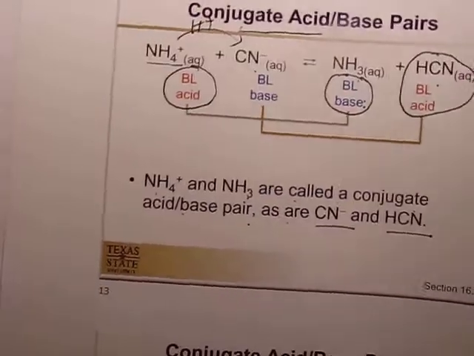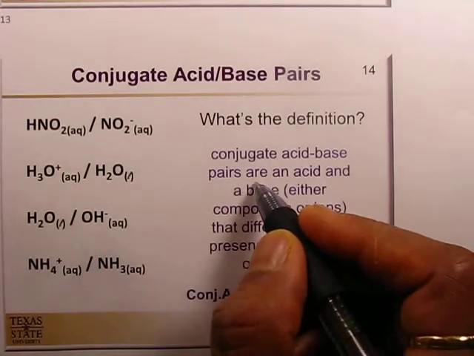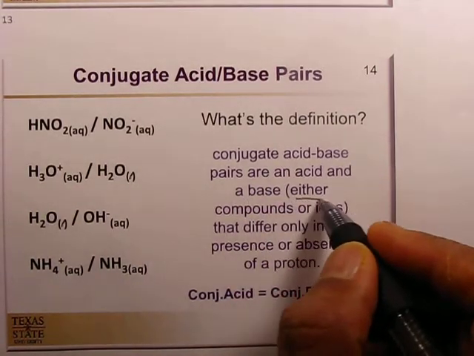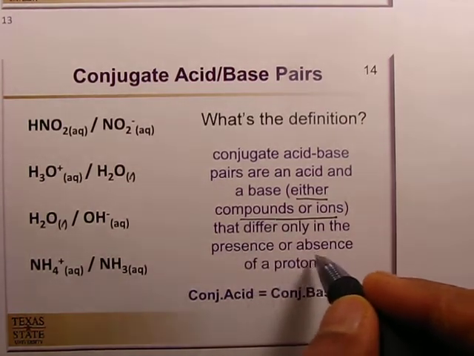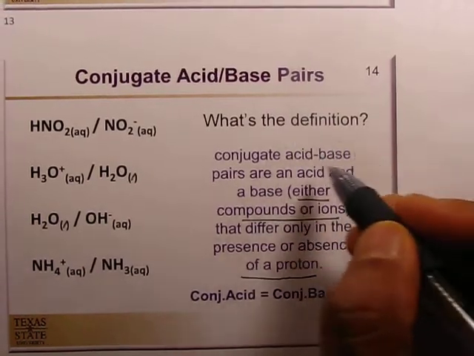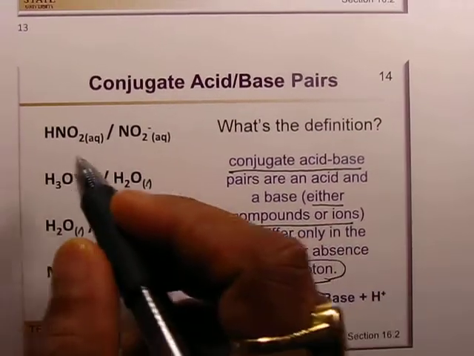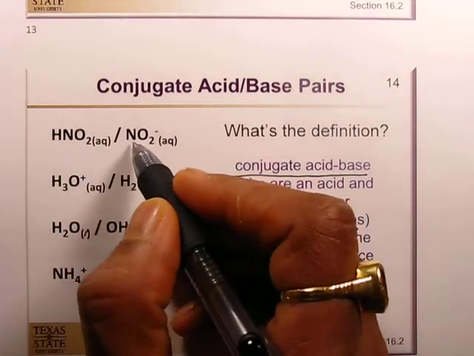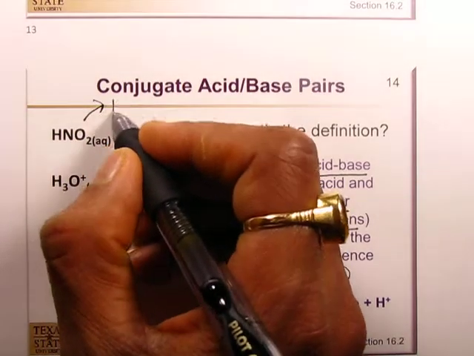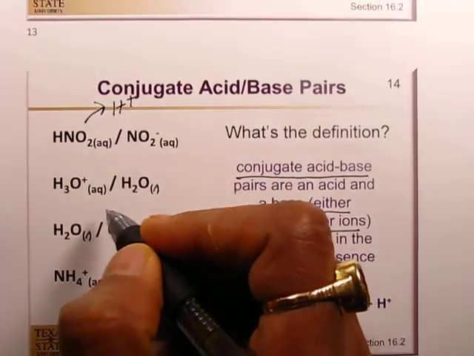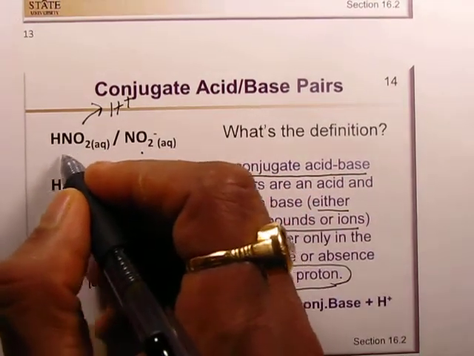Let's see some more examples to understand. Conjugate acid base pair, what is the definition? A conjugate acid base pair is an acid and a base, either compound or ion, that differ only in the presence or absence of a proton. So the difference is only in the proton. For example, HNO2 and NO2 minus. HNO2 donated one proton to some other species, and whatever is left is called the conjugate base. So this will behave as a conjugate.